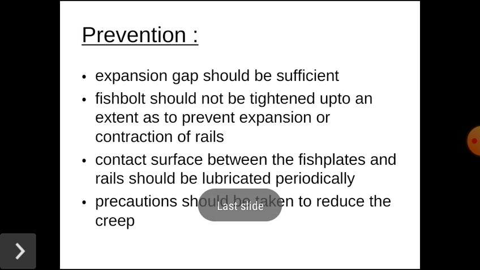So preventive measures are: we have to provide sufficient expansion gap, and the fish bolt should not be tightened to an extent as to prevent expansion or contraction of rails. Then the contact surface between the fish plate and rails should be lubricated periodically, and precautions should be taken to reduce the grip. So these are the preventive measures to protect the rail from defects.